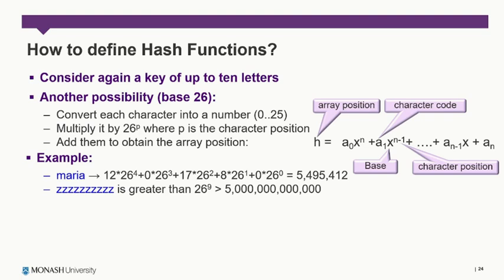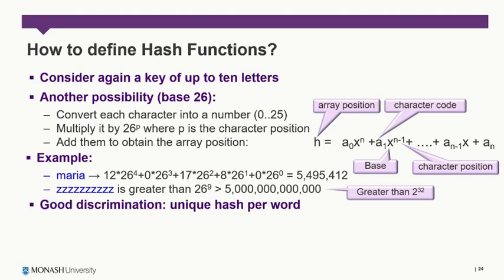And if we use our largest string, so if we had all z's and we work that out, it would be greater than 26 to the power 9, which is greater than 5 trillion, which is greater than 2 to the power 32.